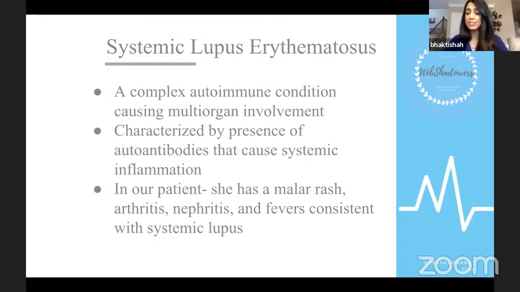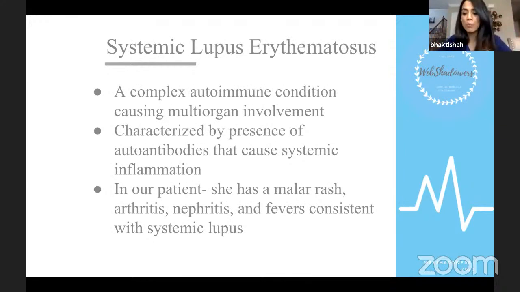Likely her diagnosis is systemic lupus erythematosus. This is a complex autoimmune condition that can cause multi-organ involvement. And it is really characterized by the presence of certain autoantibodies in the blood that cause systemic inflammation. But the physical exam is what we are seeing first. We are seeing her before we see her blood work. So in our patient, she has this malar rash. She has inflammatory arthritis. She likely has what's called nephritis.